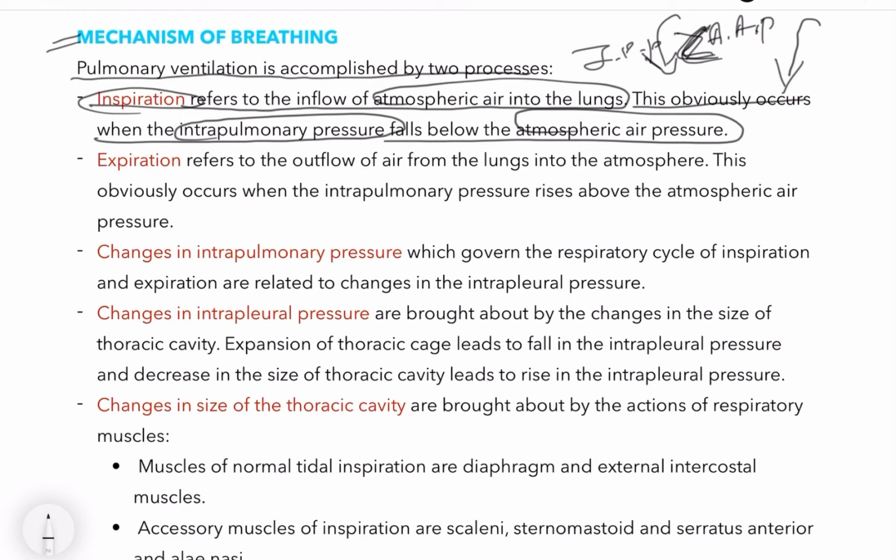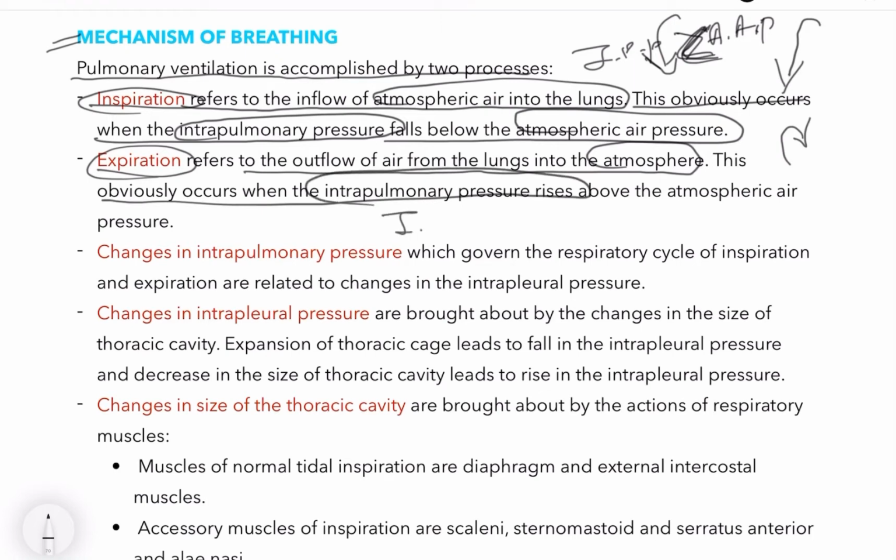Now opposite of it is expiration, that is outflow of air from the lungs into the atmosphere. This occurs obviously when intrapulmonary pressure rises, that is IPP rises above atmospheric air pressure. Getting? And here it will be the opposite. So both processes run vice versa, simultaneously but oppositely.